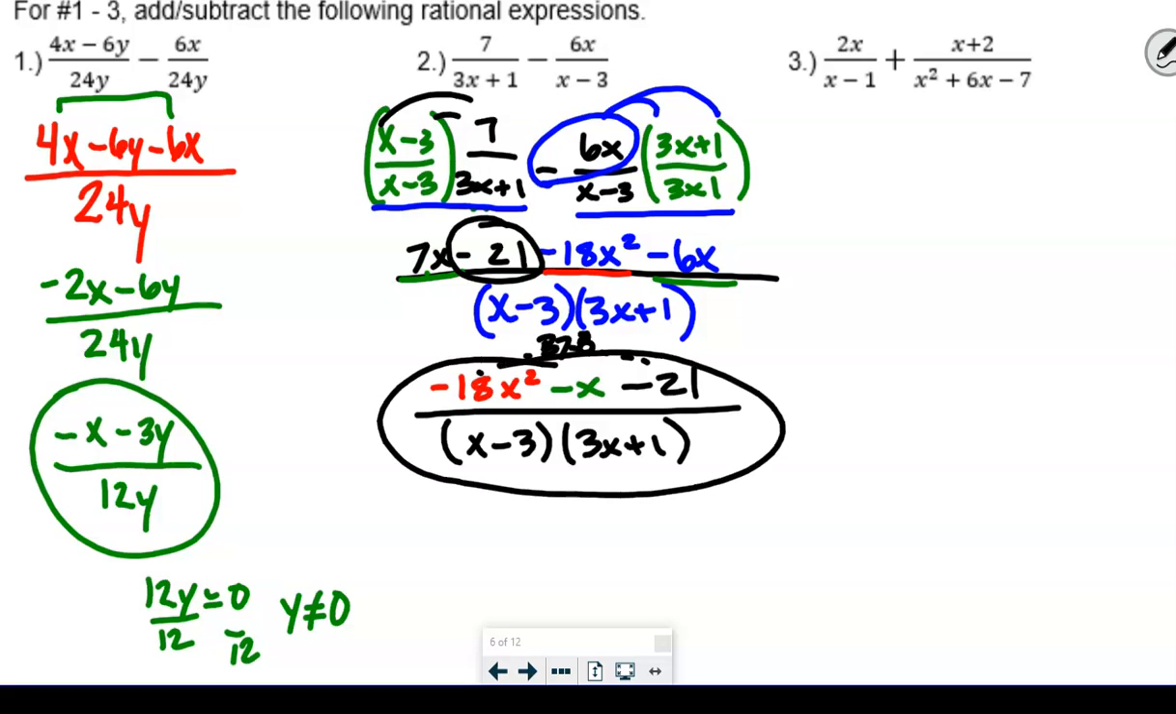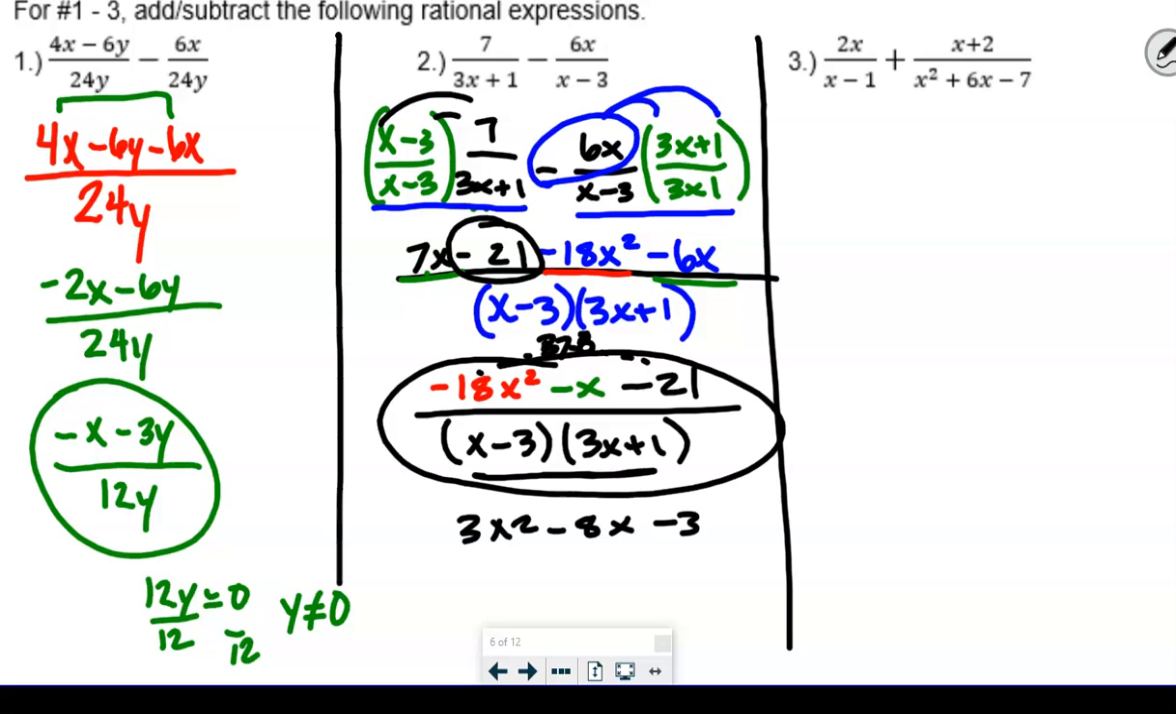Now, the only other difference is this could be multiplied out, right? And if we multiply that out, we're going to get 3x squared minus 8x minus 3. That would be our denominator. So that would be the only potential difference in the way that the answer looks, okay?